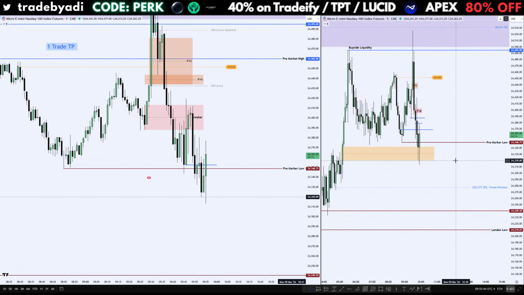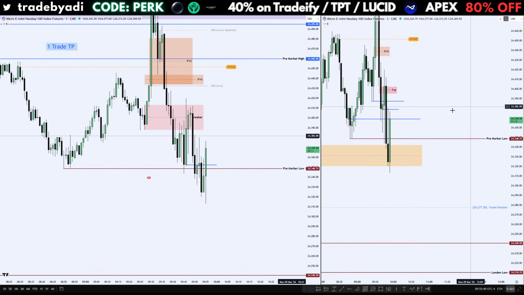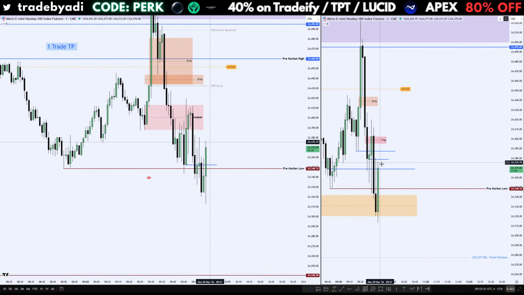We don't have any up close candle on a 5 minute. I'm just going to switch to the 3 minute. I want to see how this order block is going to react.